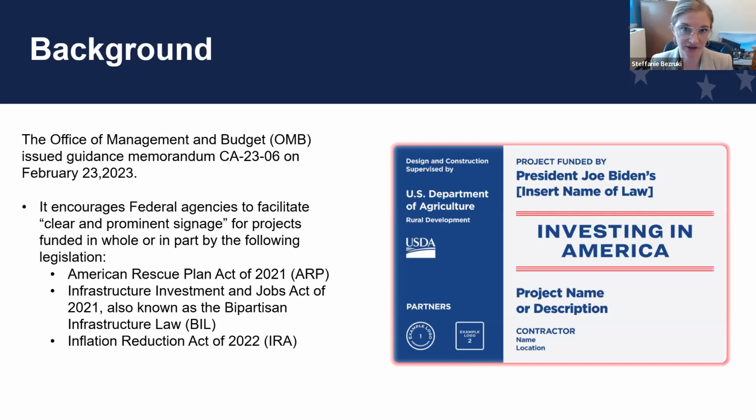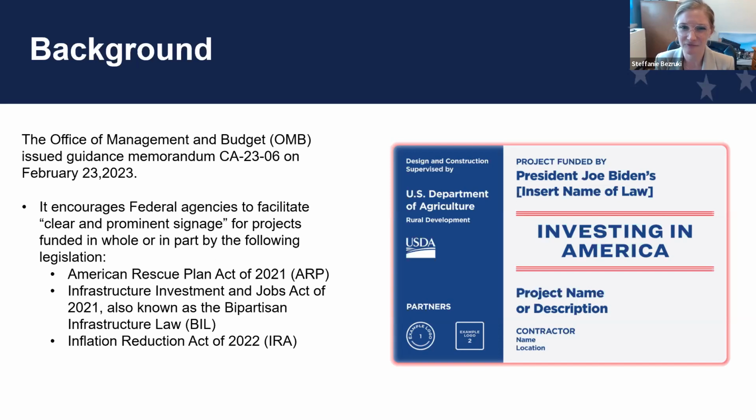which encourages federal agencies to promote that transparency by ensuring that there was clear and prominent signage for projects funded in whole or in part by these three historic legislative landmarks. And this voluntary signage policy, which we're rolling out today at Rural Development, is our response to that directive. And I'll be blunt with this group.